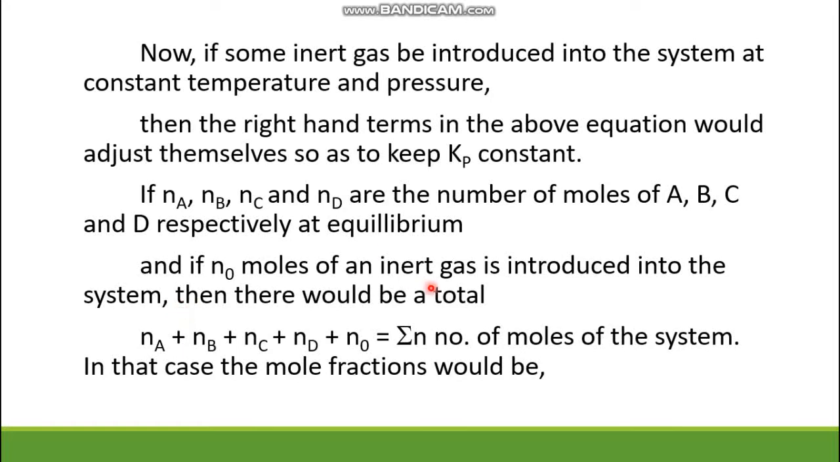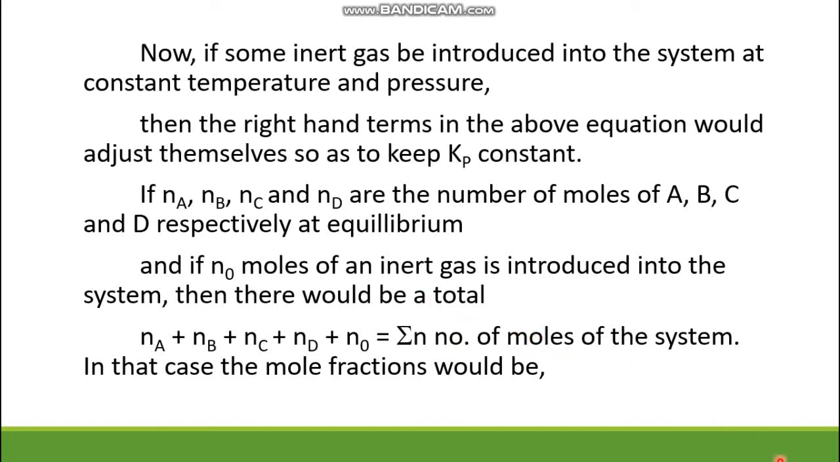If N0 moles of an inert gas is introduced into the system, then there would be a total of Na plus Nb plus Nc plus Nd plus N0. This amount is now introduced into the system. What was the total number of moles in the system earlier? Na plus Nb plus Nc plus Nd. But now, after having introduced the inert gas, the total number of moles in the system is the previous number of moles plus N0, and this is denoted as summation of N. This amount is now present in the system.